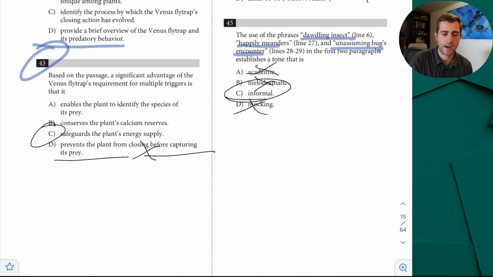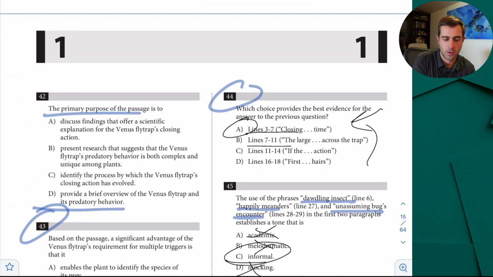So now we just have to go back to that very first question. All right, purpose of the passage: discuss findings that offer a scientific explanation. This seems to be correct. Present the research that suggests that the Venus flytrap's predatory behavior is both complex and, there's our wrong word, unique, is not true. Identify the process by which the Venus flytrap's action has, there's our word, nothing about evolution. Provide a brief overview of the Venus flytrap and its predatory behavior. Well, we do get a little bit of this at the front. We talked about the Venus flytrap and a little bit of its anatomy, but the whole rest of it is discussing findings from these experiments.